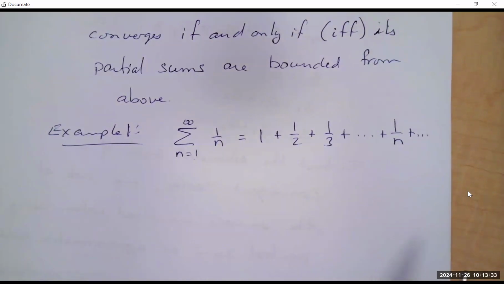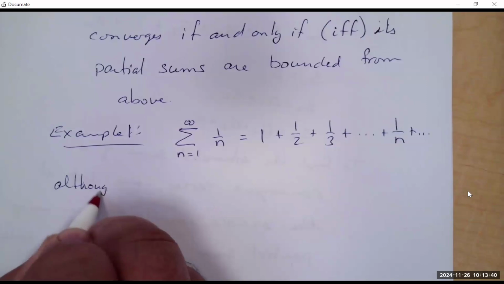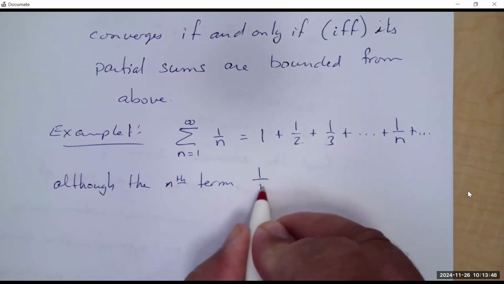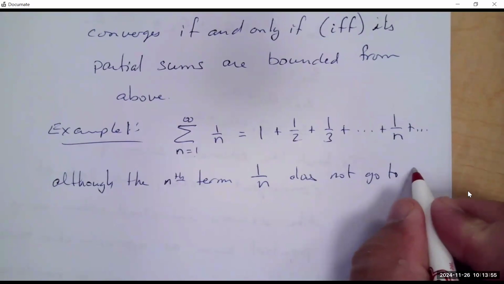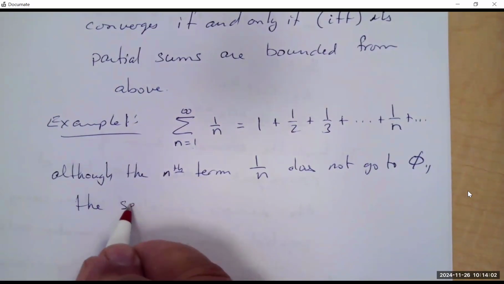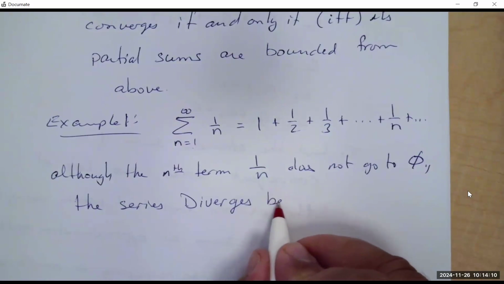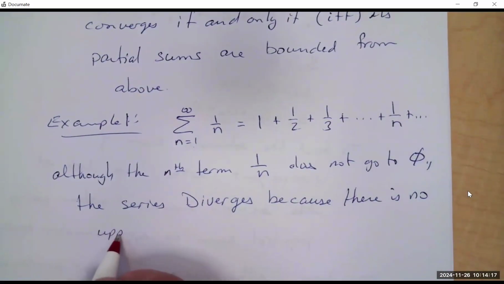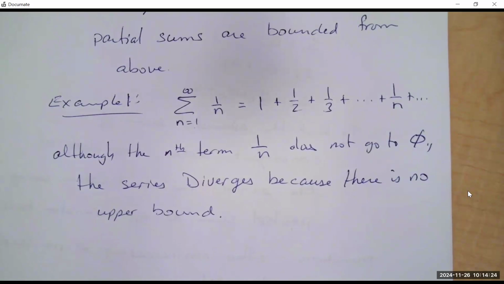As an application, consider this harmonic series. Although the nth term, 1 over n, goes to 0, the series diverges because there is no upper bound for the partial sums.